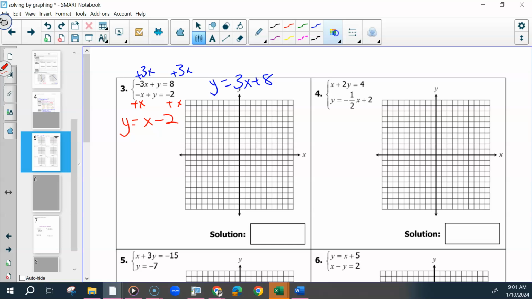Just by looking at these 2 equations, what type of solution are we going to have? One, none, or infinitely many? One. Because they don't have the same slope, so it can't be none. They're not identical, so it can't be infinitely many. So one. We just have to graph them and figure out where that's going to be. So graph both lines, it doesn't matter which one you start with.